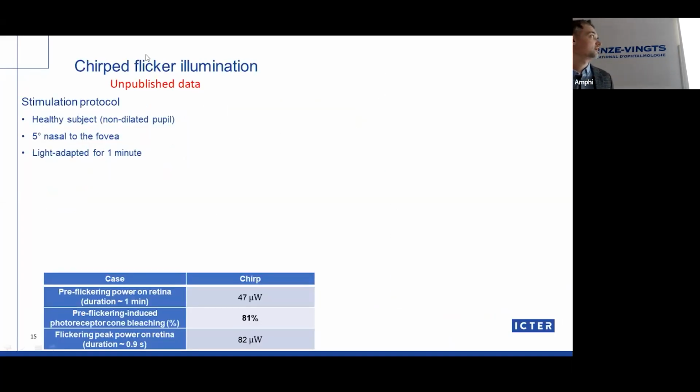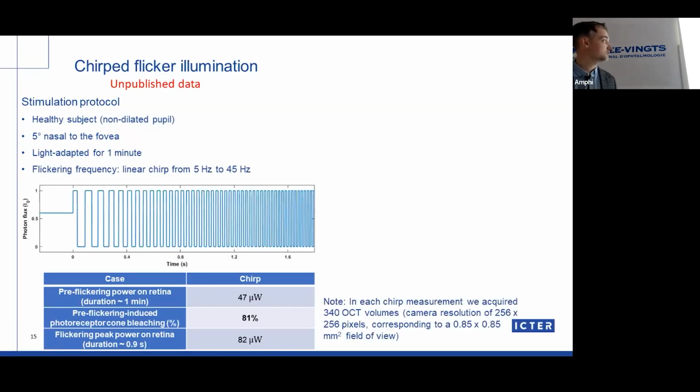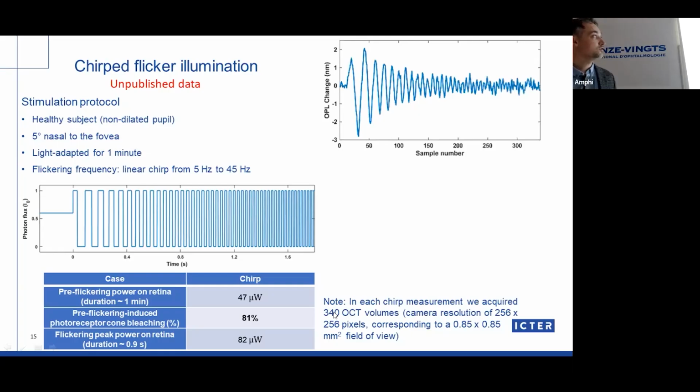So we tried chirp flicker stimulation. In this stimulation, we used similar parameters. So 5 degrees nasal to the fovea, light adapted for 1 minute, and some similar bleach, but instead of a single frequency, we applied a 5 to 45 hertz stimulus. So something similar to this. And for this measurement, we decreased the area due to camera memory limitation, and we also increased the number of volumes by a factor of 2. And we get responses like this one. So this is after high-pass filtering for a better presentation.